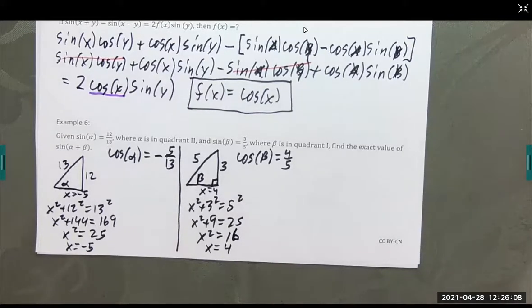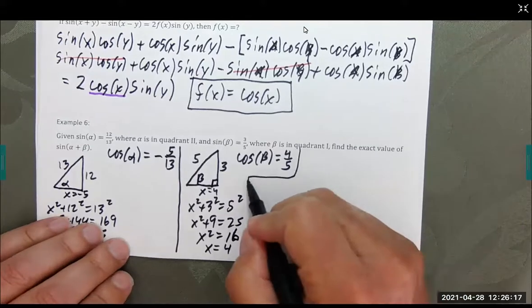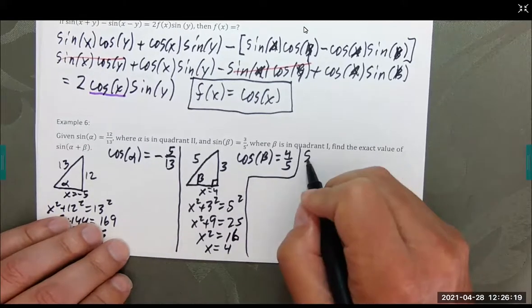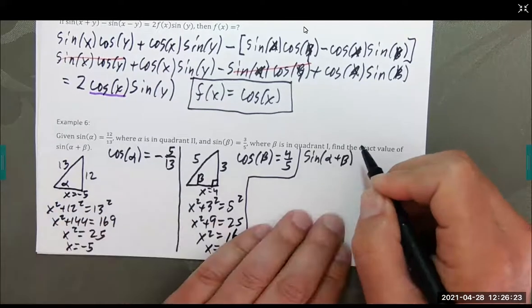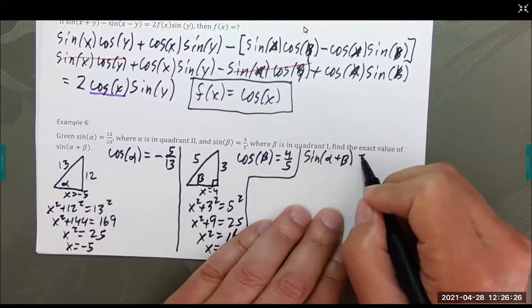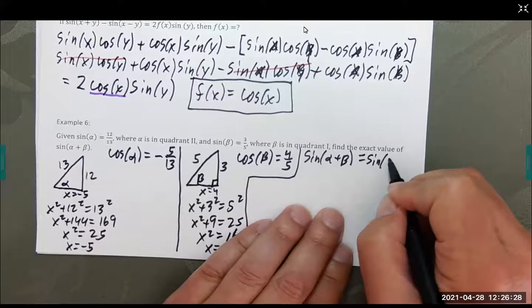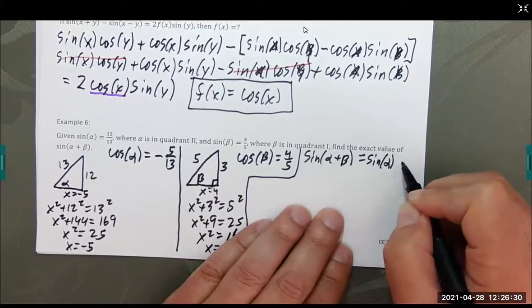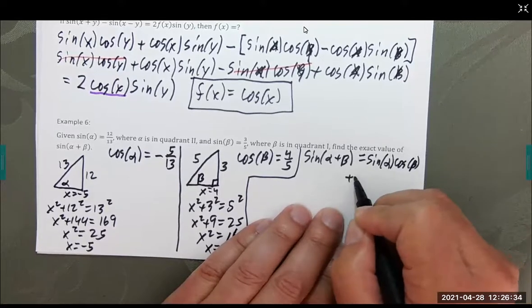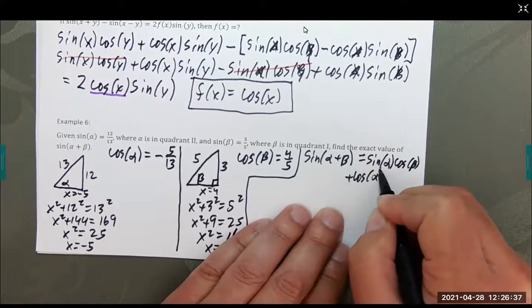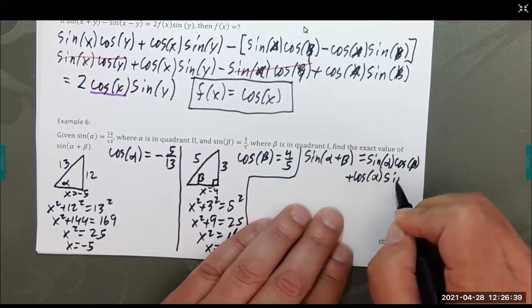All right, what does that mean for us? Well, that means when we find sine of alpha plus beta, sine of alpha plus beta gives us sine of alpha cosine of beta plus cosine of alpha sine of beta.